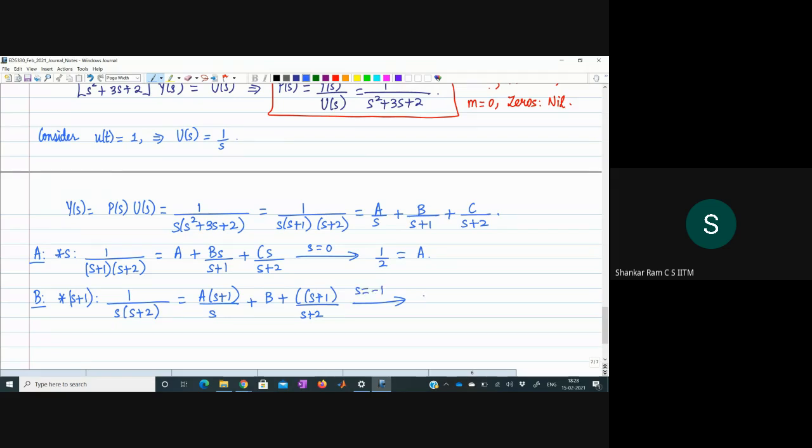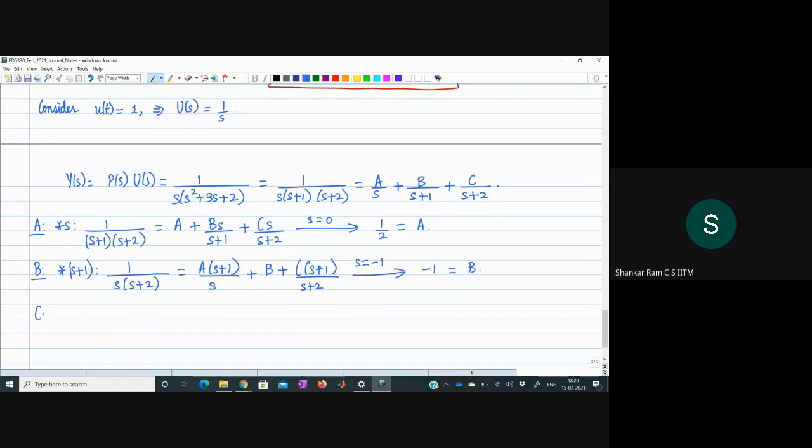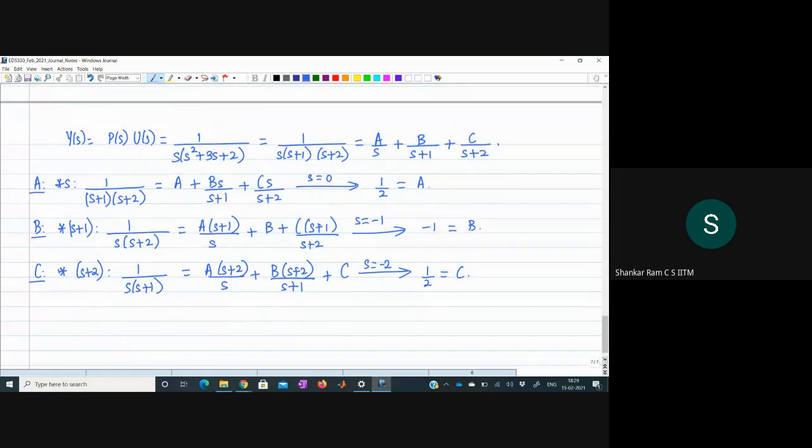Okay, when we substitute s equals minus 1, what do we get? We get minus 1 will be equal to b, right? And if you want to find c, we multiply both sides by s plus 2. We will have 1 divided by s times s plus 1 equal to a times (s plus 2) by s plus b times (s plus 2) divided by (s plus 1) plus c. Then we substitute s equals minus 2, which is the root of this term, and we get 1 by 2 equal to c. Alright, so this is how we calculate the residues.